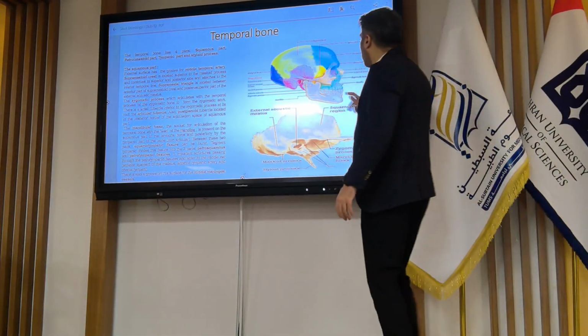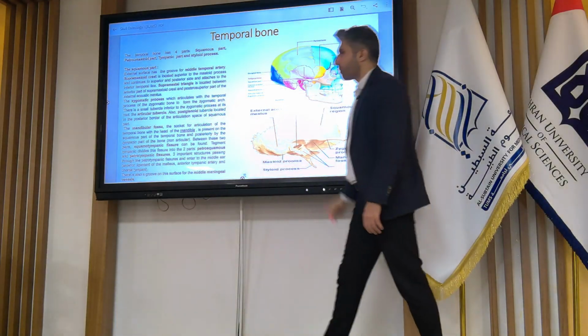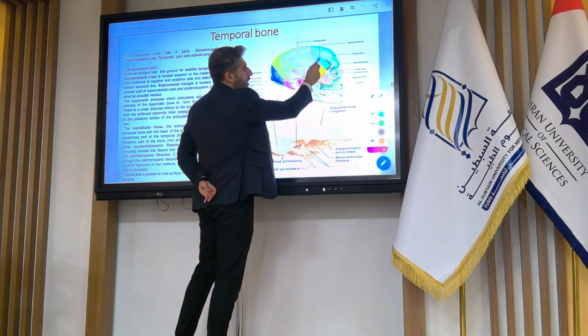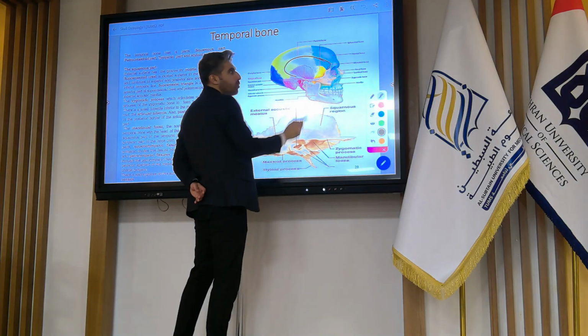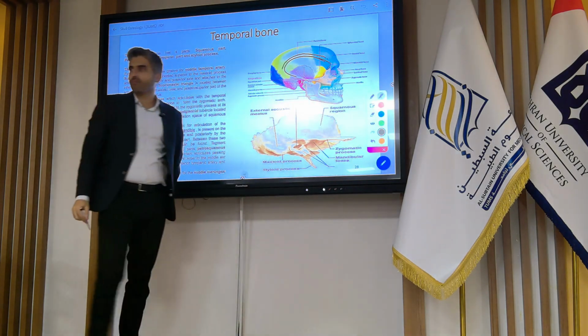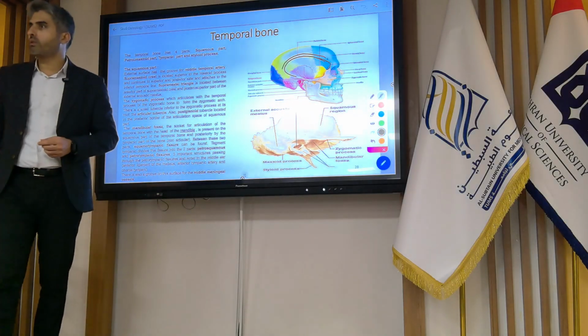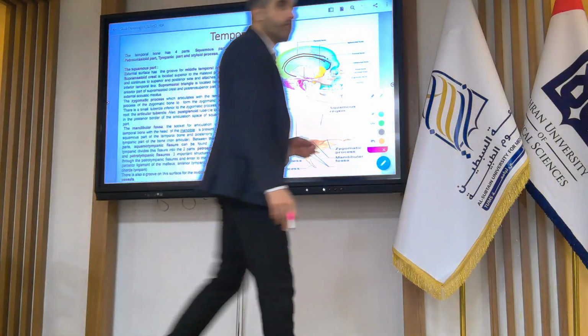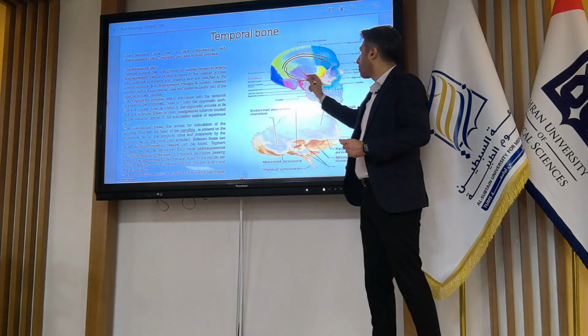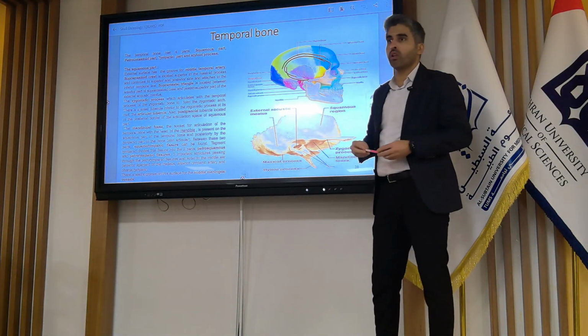But look at the temporal line. It starts from the zygomatic process of the frontal bone, then goes back and divides into 2 lines. The inferior temporal line is more obvious, and also the superior temporal line. So, superior temporal line and inferior temporal line. Finally, the inferior temporal line comes down and attaches to the temporal bone. So these are the temporal lines.